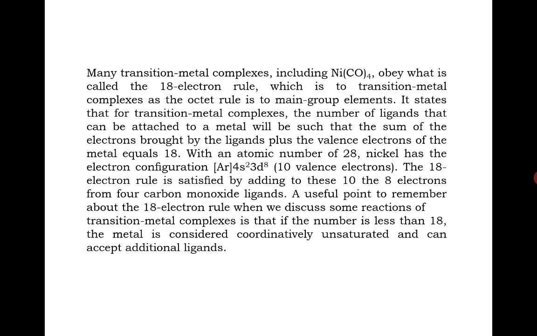The 18 electron rule is satisfied by adding to these 10 the 8 electrons from 4 carbon monoxide ligands. A useful point to remember about the 18 electron rule when we discuss some reactions of transition metal complexes is that if the number is less than 18, the metal is considered coordinatively unsaturated and can accept additional ligands.